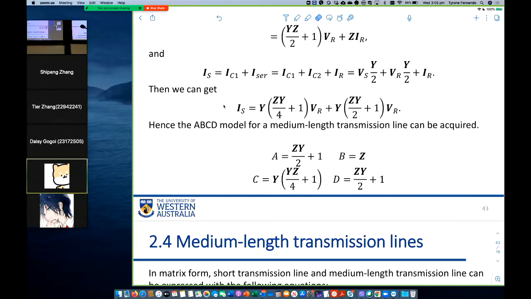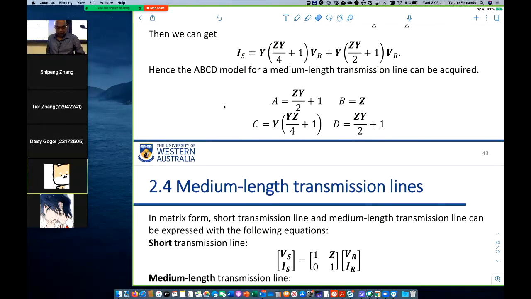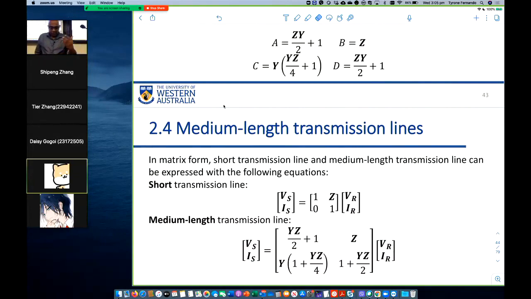Once we know these ABCD values, again, if we know the receiving end voltage and receiving end current, we can obtain the sending end voltage and sending end current. That's the whole idea. It's relating those voltages and currents on the sending end and the receiving end through the ABCD two-port network representation.